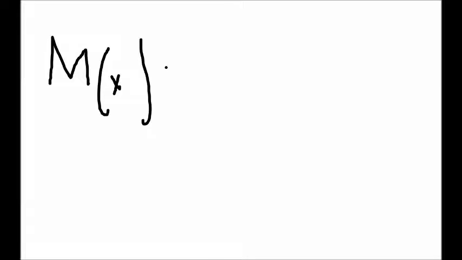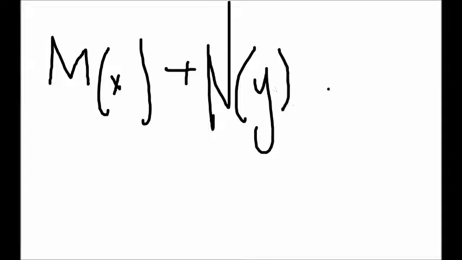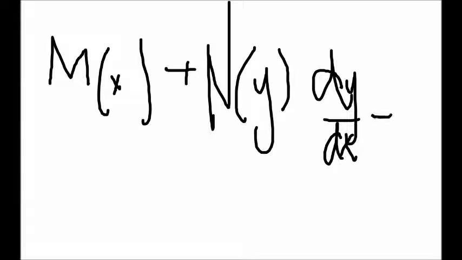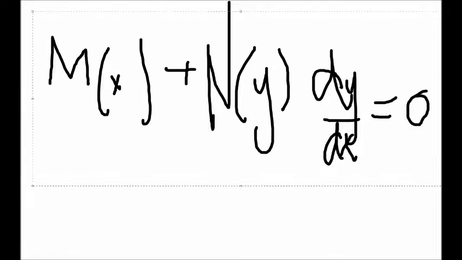Now, first, we have to go over what separation of variables is. When you see a differential equation of the form M of x plus N of y dy over dx equals 0, that means you can separate the variables and find the general solution of this equation. So let's go over some examples.